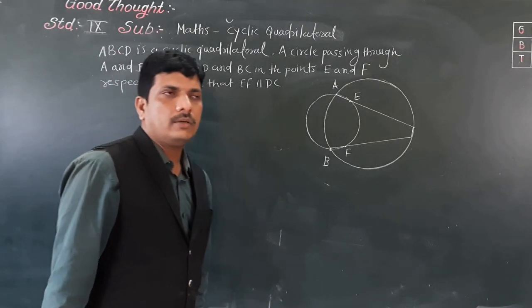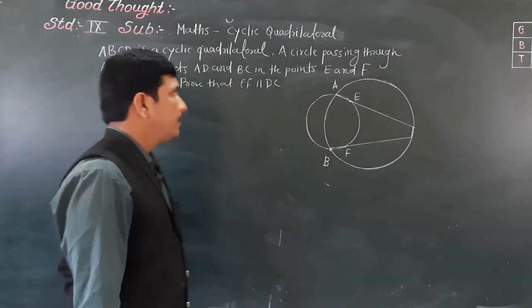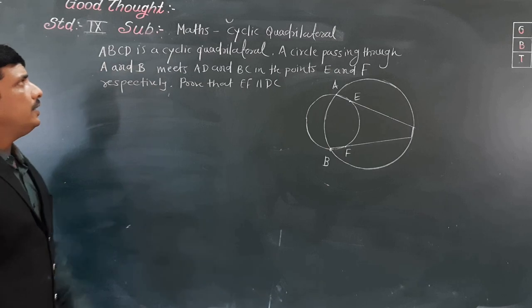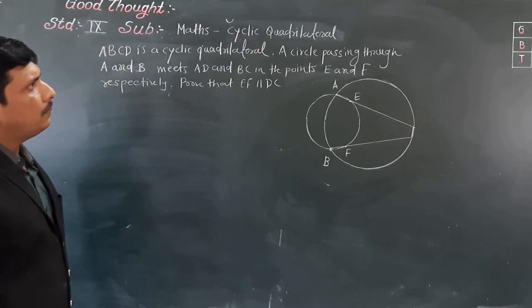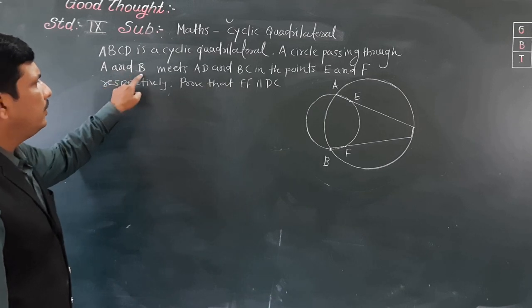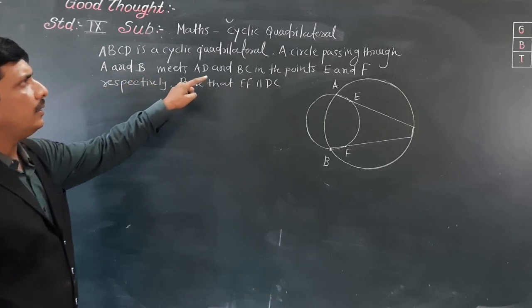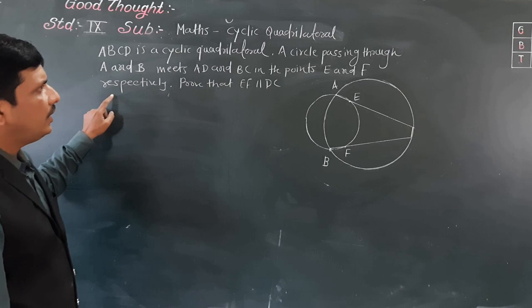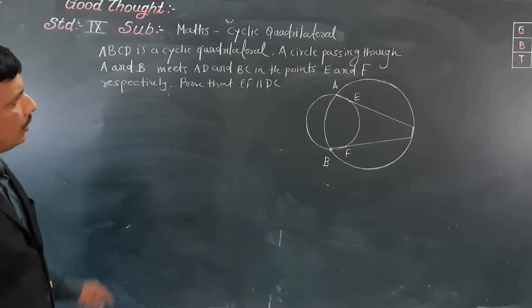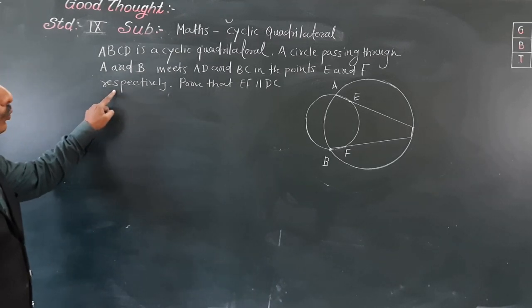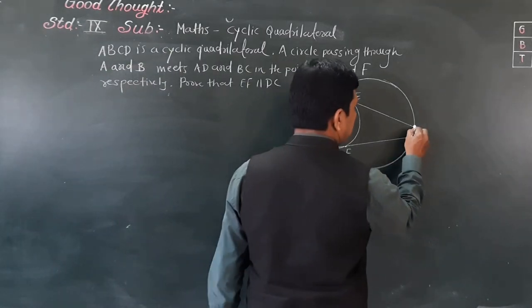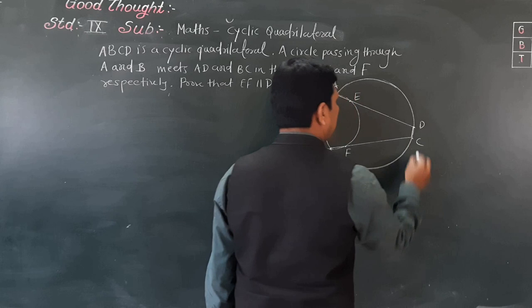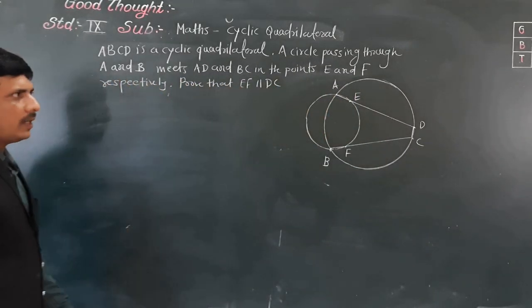Okay, see here, our third problem from this worksheet: ABCD is a cyclic quadrilateral. A circle passing through A and B meets AD and BC in the points E and F respectively. Prove that EF is parallel to BC. Here, this is D and this is C. Prove that EF is parallel to BC.